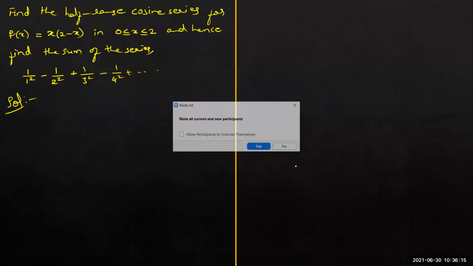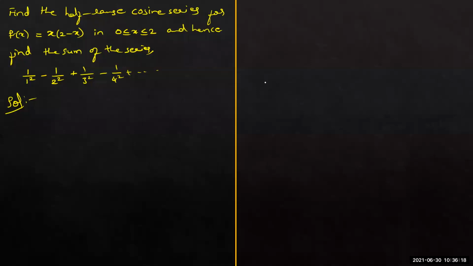See, that's a question now. You are given the function f of x as x into 2 minus x, and the interval you are given is 0 to 2, and the question is to calculate the half range cosine series. And after getting that half range cosine series, you're also asked to find the sum of this particular series. See, when you are given this kind of additional question, you should understand you will get such a series, right? See, after getting that half range cosine series or Fourier series, whatever it may be, from that series, when you substitute certain particular value to x, you will get the given series, right?